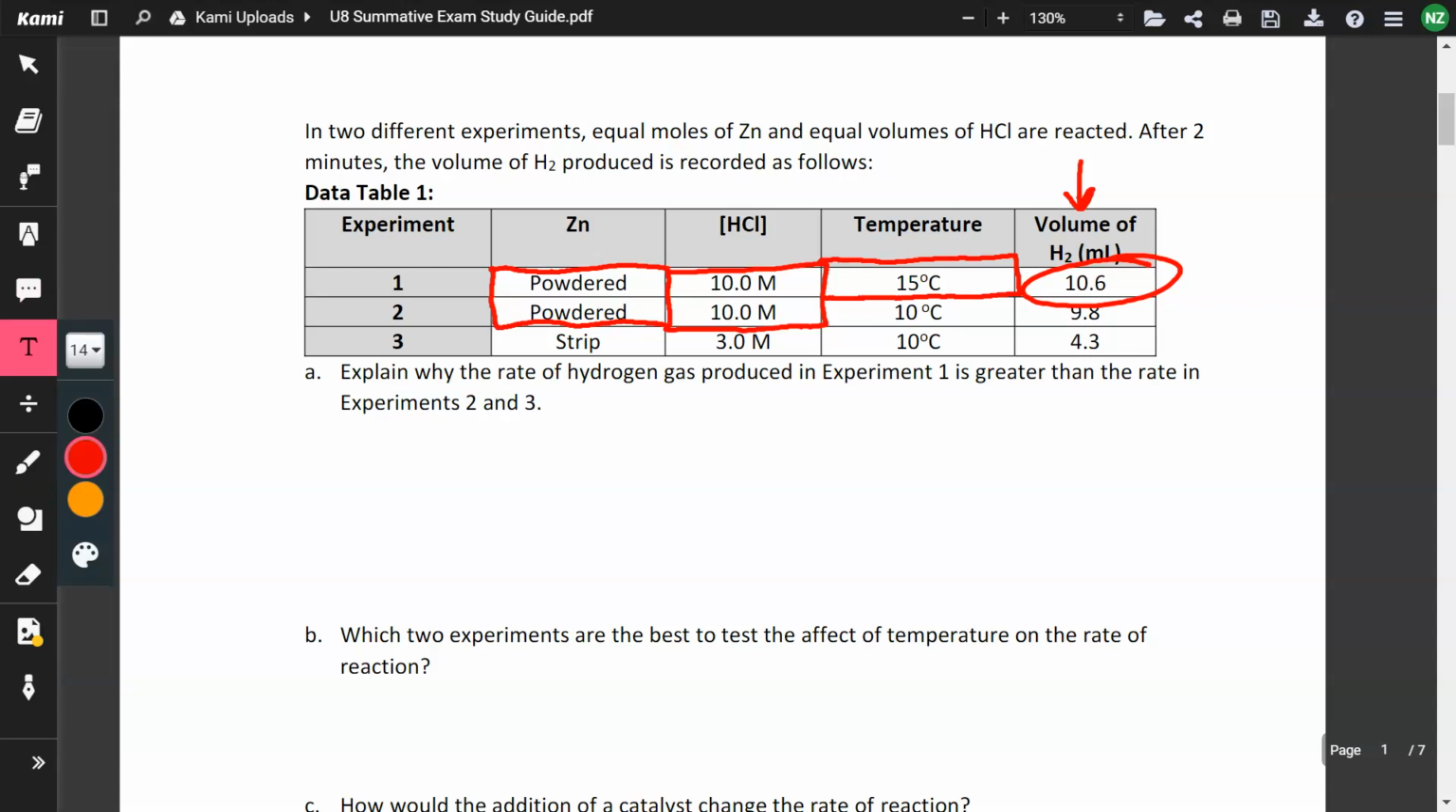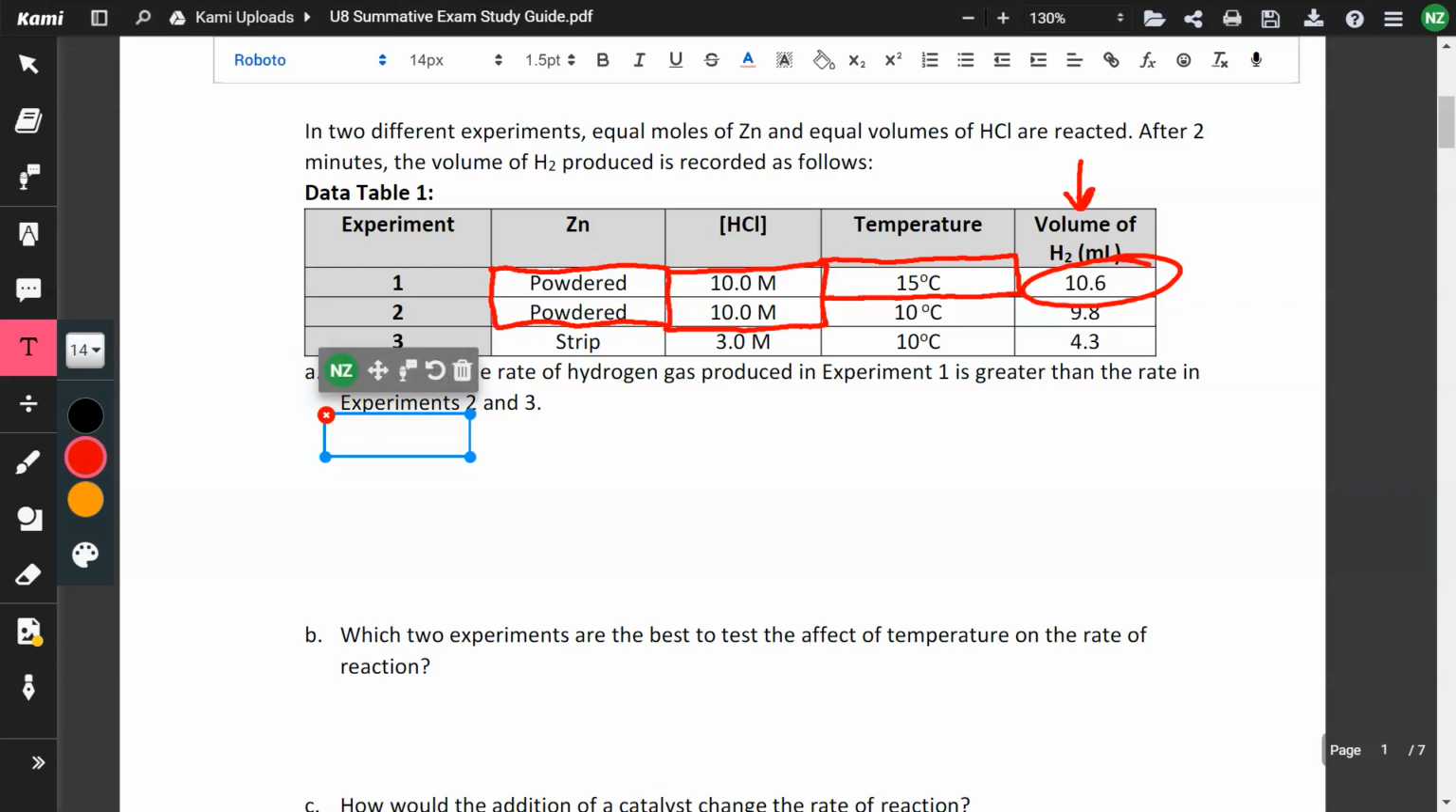Okay, so explain why the rate of hydrogen gas produced in experiment 1 is greater than experiments 2 and 3. So a couple reasons why. So one reason why: zinc is powdered. So greater surface area.